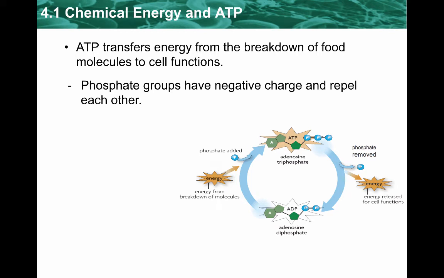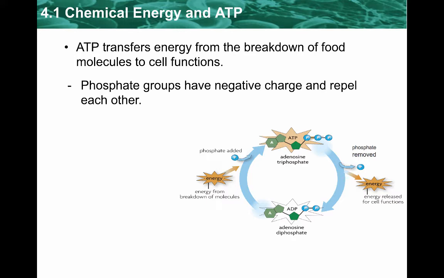Well, ATP is a molecule called adenosine triphosphate. Adenosine means adenine, which is a nucleotide, and ribose, which is a sugar, combined together. That's why they call it adenosine. And then triphosphate are 3 phosphate groups.